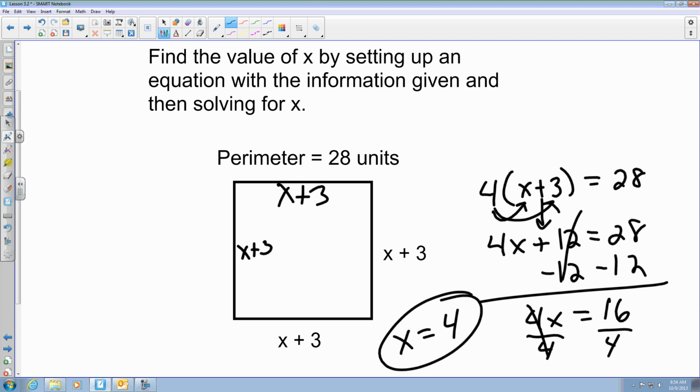And if you were to test it, it would check out. And that is how to solve equations with parentheses and like terms.